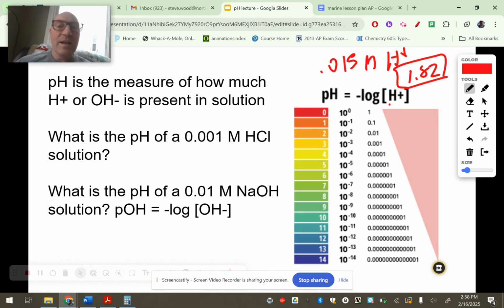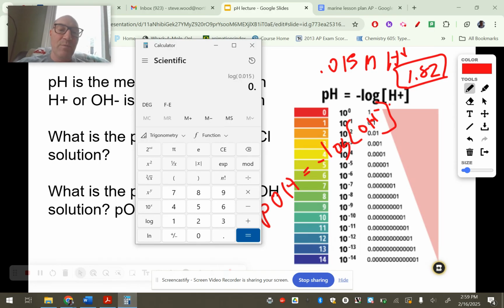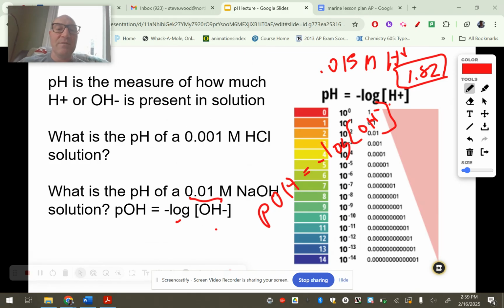Now, we also measure OH minus, and there's something called the pOH. The pOH is equal to the negative log of the OH minus concentration. So if I want to know the pOH of this one, I would take the negative log of 0.01. We go back to our calculator, type in 0.01, log, and make it a positive number because pOH is always positive, and you would get a pOH of 2.